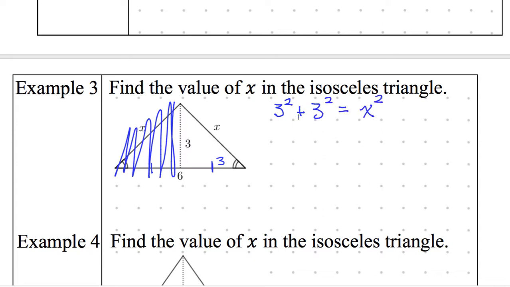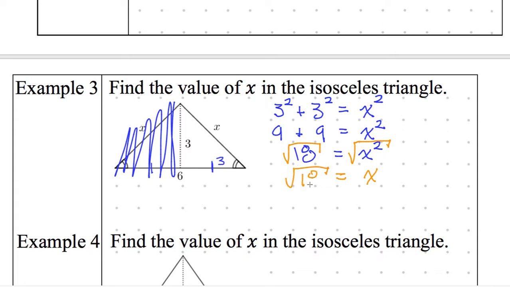All right, so go ahead and simplify. 3 squared is 9 plus 3 squared is 9. That's equal to x squared. Well, I know what 9 plus 9 is. 9 plus 9 is 18, equal to x squared. And finally, I need to get rid of this square. The way that we get rid of that is a square root, and I'm left with just an x because the square root and square cancel each other out, and x is equal to square root of 18. And that's all there is to it. Box our final answer.